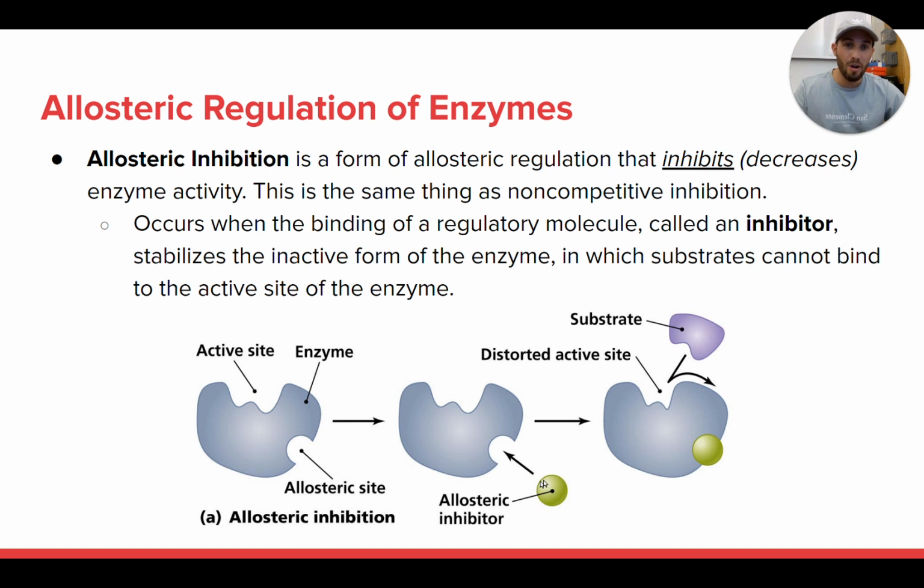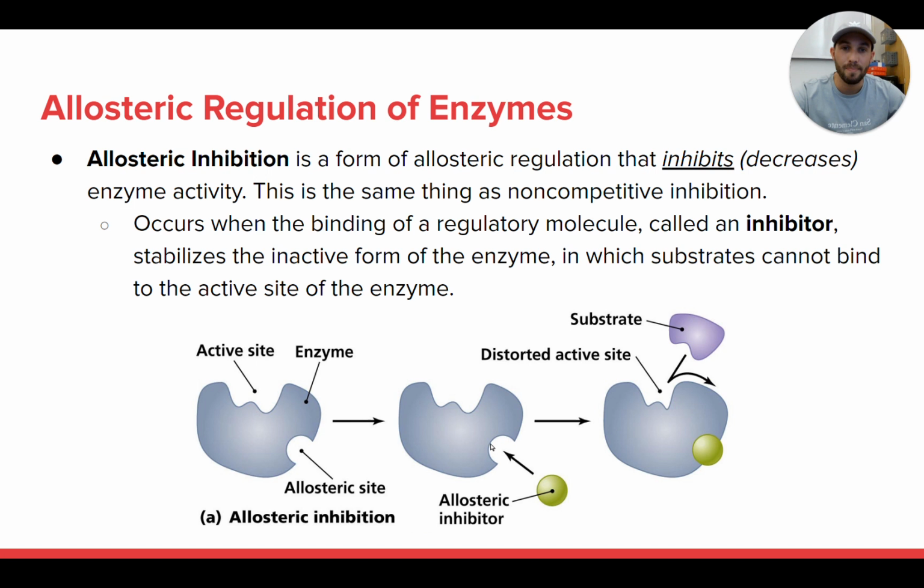In this case, we would now call this an inhibitor. So this is an allosteric inhibitor that's binding to the enzyme and then causing the active site to change into a shape that is no longer able to bind to the substrate, and now this enzyme's not going to be catalyzing the reaction. This enzyme is going to be effectively turned off because of this inhibitor.